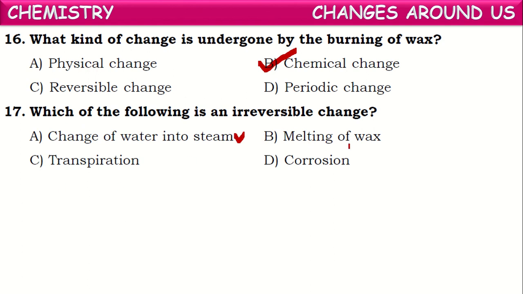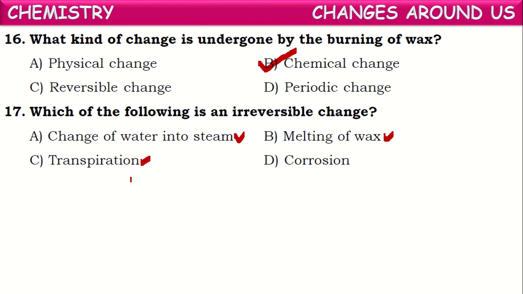Now, if you see melting of wax, if we melt wax, we get molten or liquid form of wax. Again, by cooling, we will get back the solid wax. So it is also a reversible change. Next, transpiration. This is a liquid conversion into gas actually. This occurs from the plants. But the gaseous water vapor can be collected back and cooled to get the liquid water. So it is also one of the reversible changes.